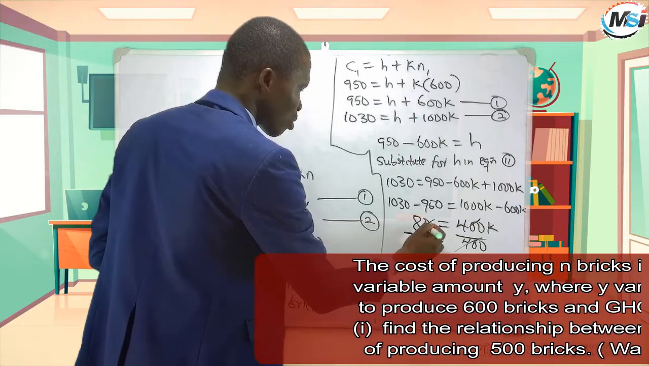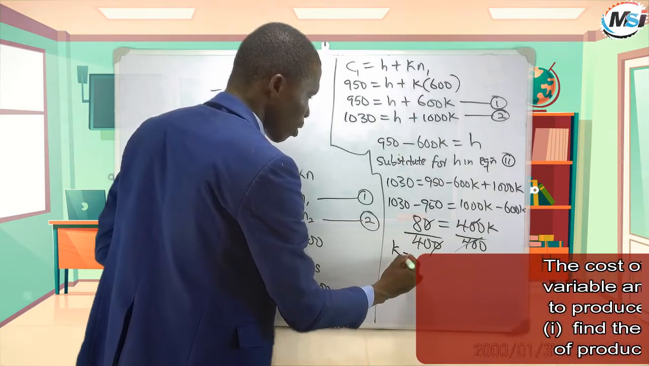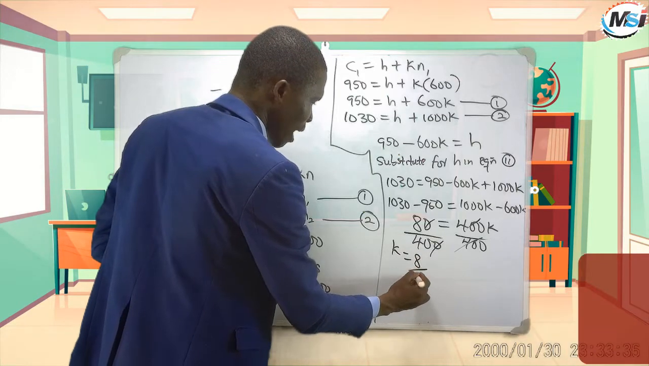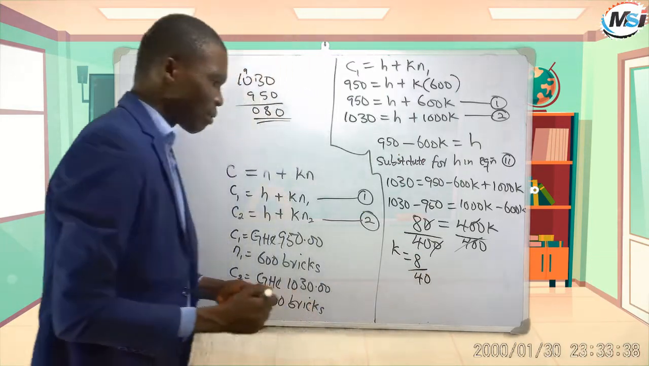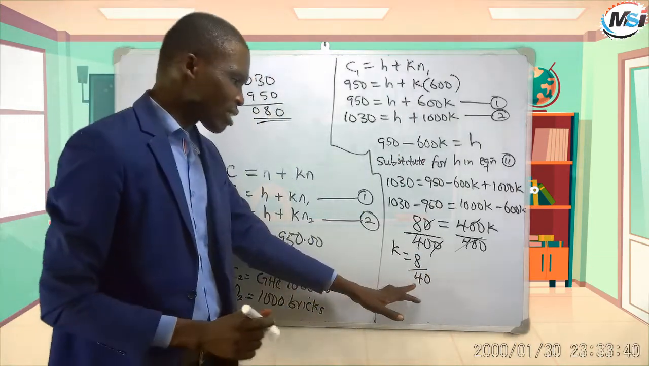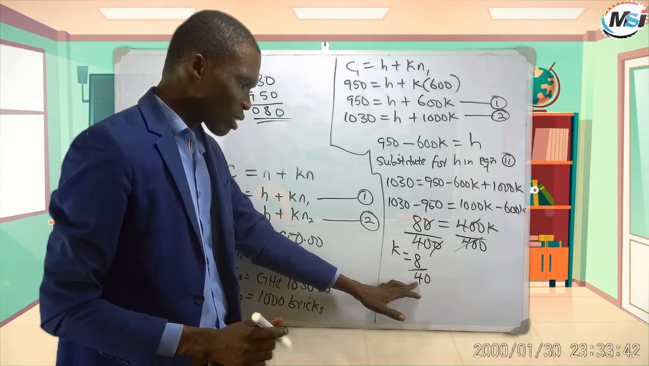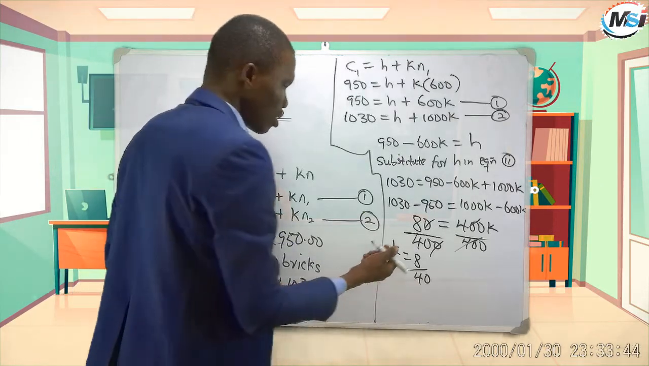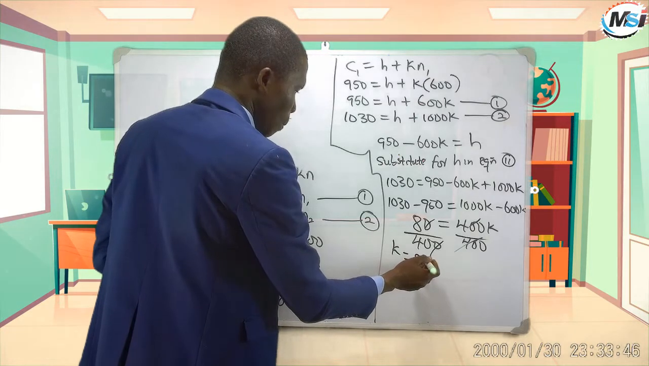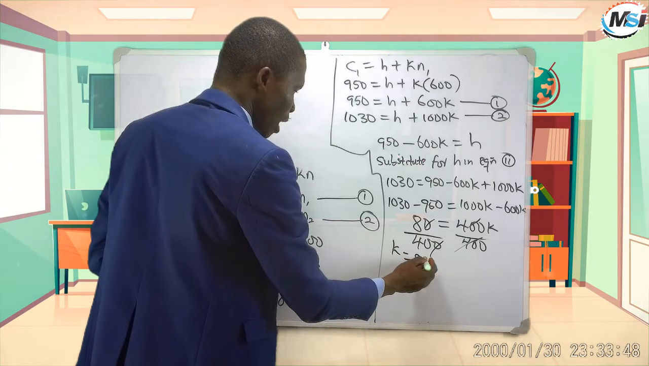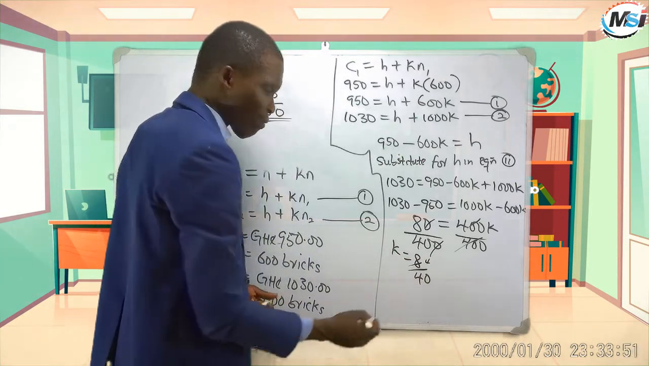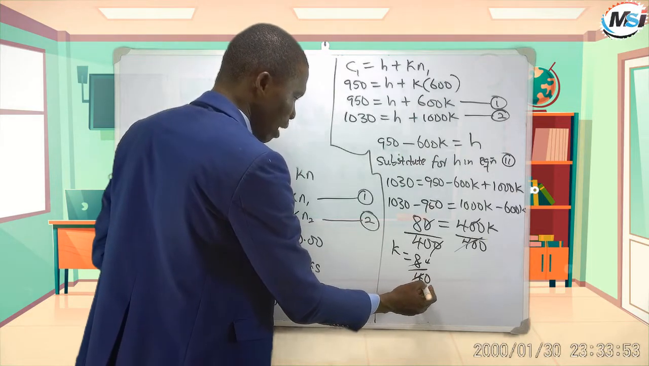Is 0, we cancel 0. So k will give us 8 divided by 40. Now, from here, we can still cut, and what are we going to do here? Now, you discover that, let's use 4. 4 here, we have 4. 4 in 8, we have 4. 4 in 4, we have 1.